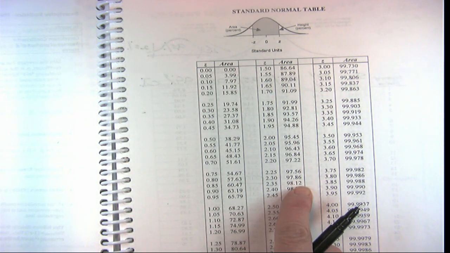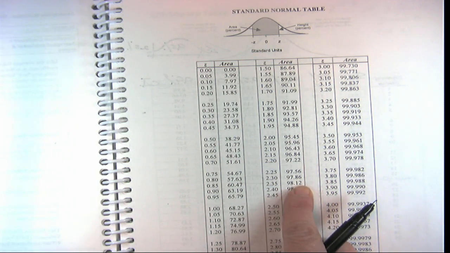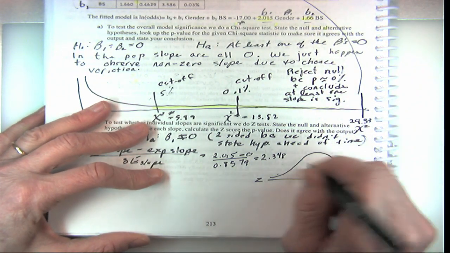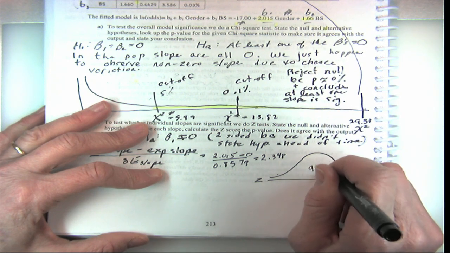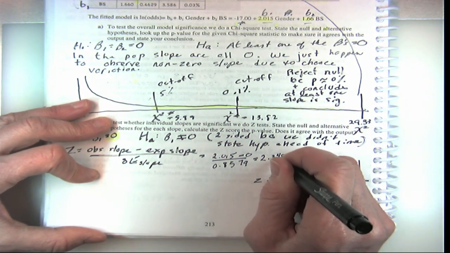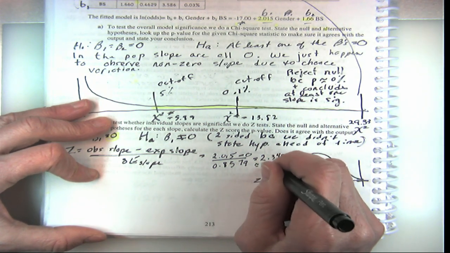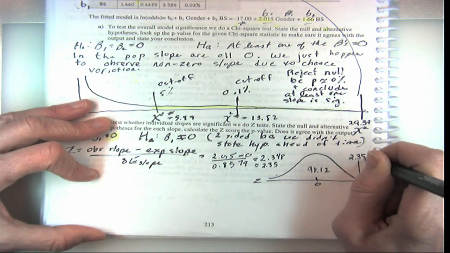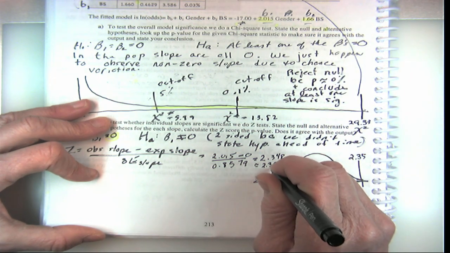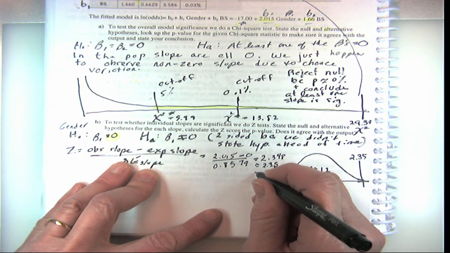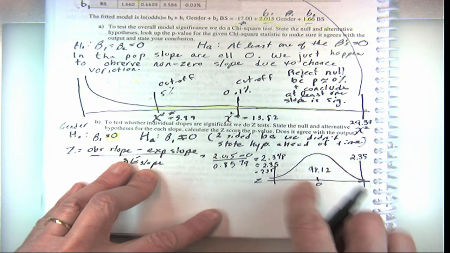Here's 2.35. Why don't we just round to 2.35 and do 98.12? So that's 98.12 in the middle, between 2.35 and negative 2.35. All right, and negative 2.35, and that's what we got.